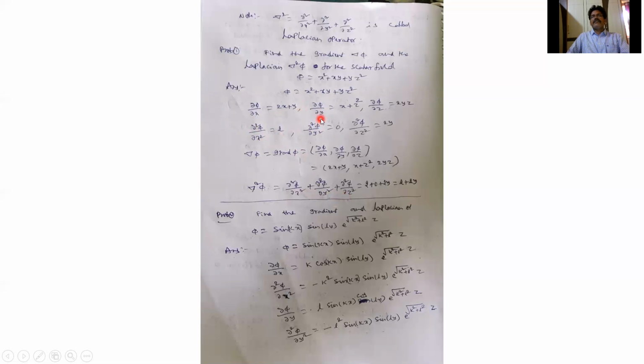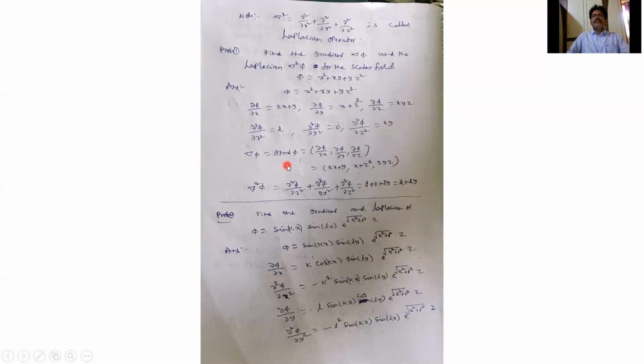And dou square phi by dou y square, again differentiating with respect to y partially. Here x and z are constants, so this is 0 plus 0, we get 0. And dou square phi by dou z square, from 2yz, for z it is 1, so that is 2y.